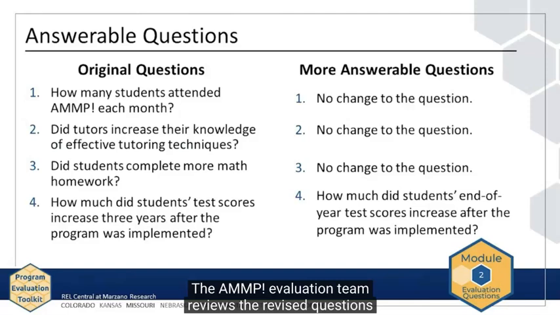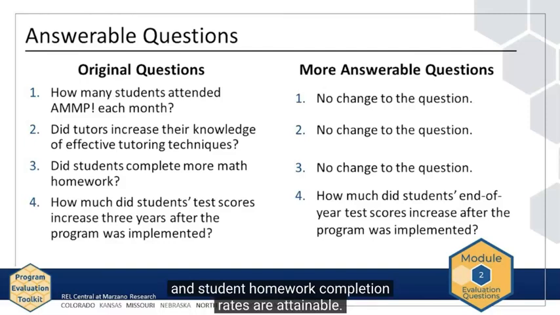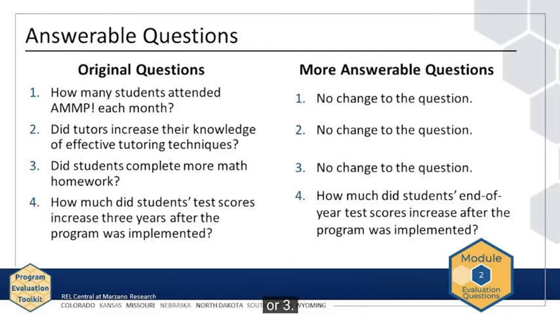The AMP evaluation team reviews their revised questions against the answerable criterion. The team decides that data on monthly AMP attendance, tutors' knowledge of effective tutoring techniques, and student homework completion rates are attainable, so the team does not change evaluation questions 1, 2, or 3.